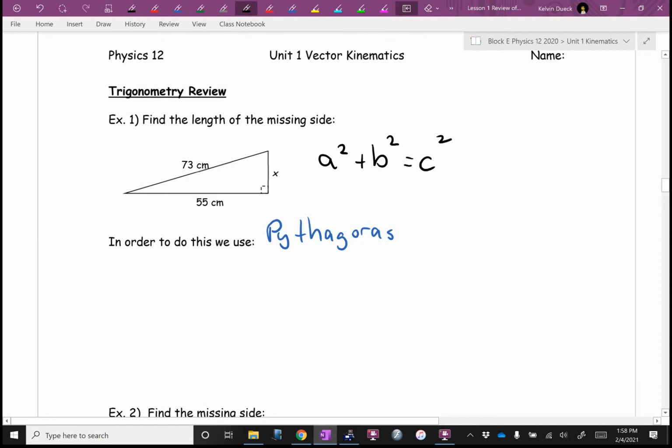So what's the equation that I would get from this triangle? What squared plus what squared equals what squared?